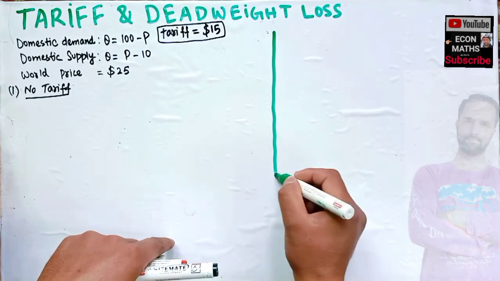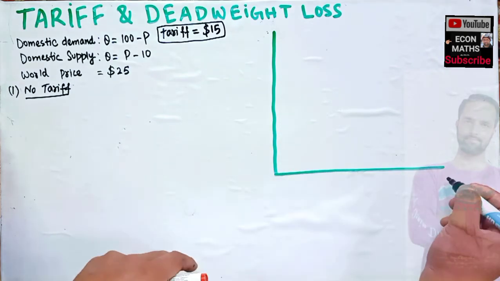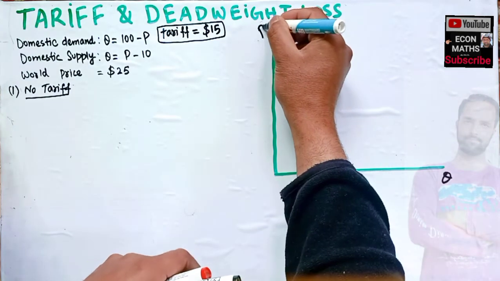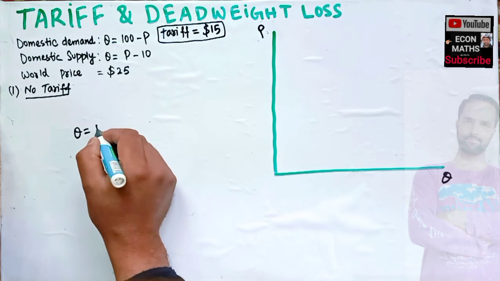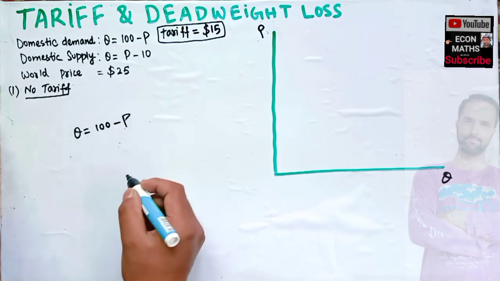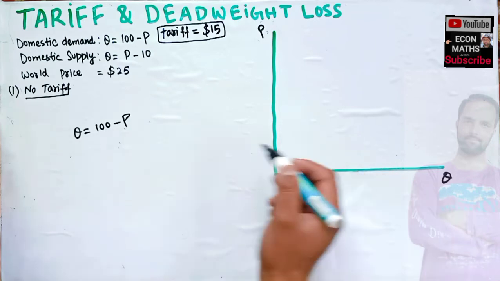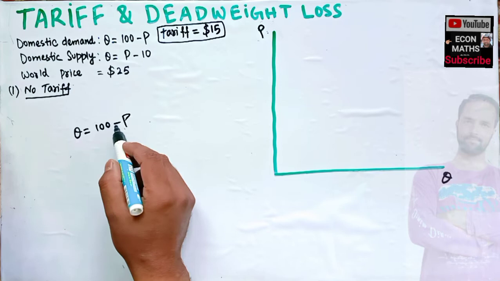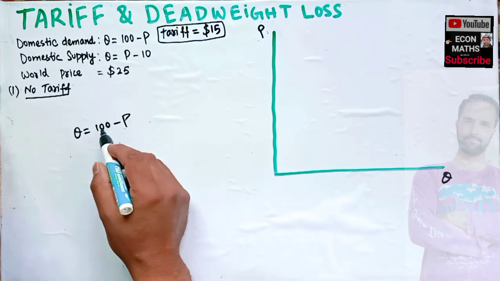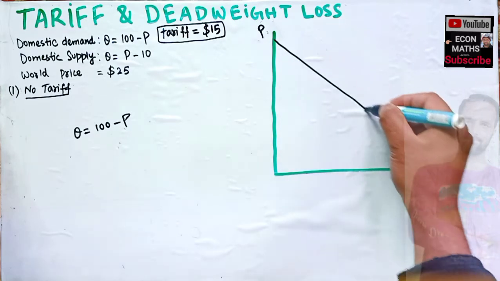So I will show it here. We have quantity here, we have price on this axis. Let's trace this demand curve, that is Q is equal to 100 minus P. So when P is equal to 0, Q is equal to 100. And when Q is equal to 0, 100 minus P is equal to 0, so P is equal to 100. So we will get here 100 and 100.